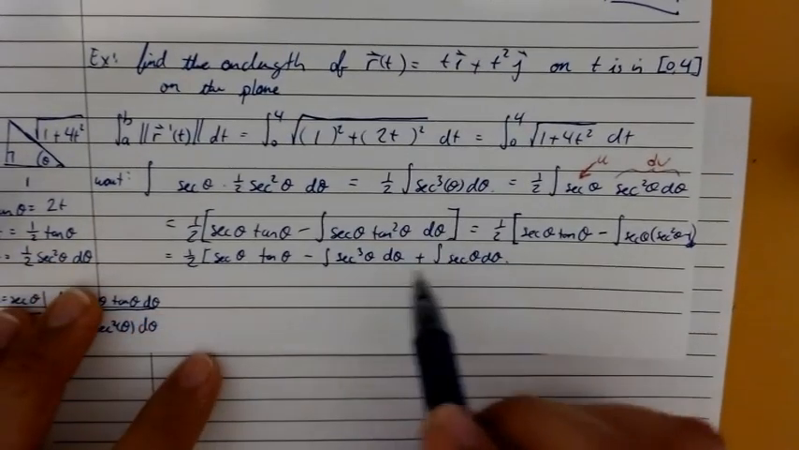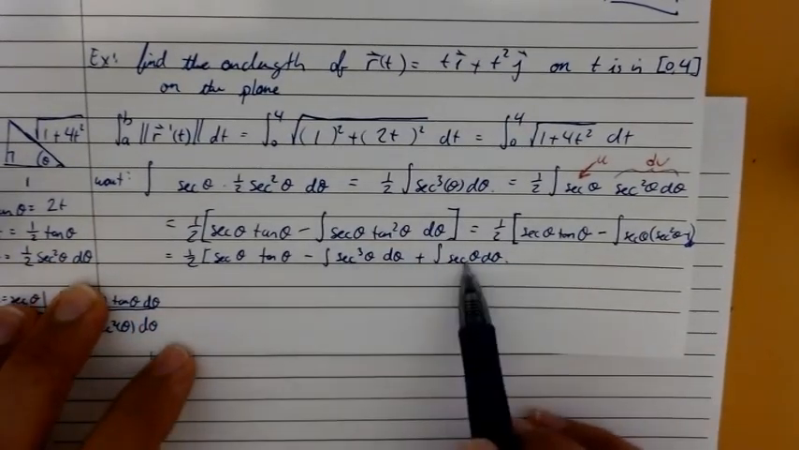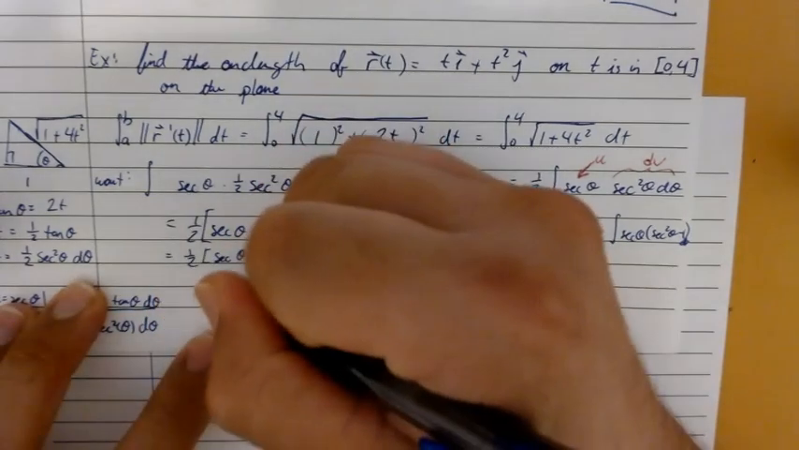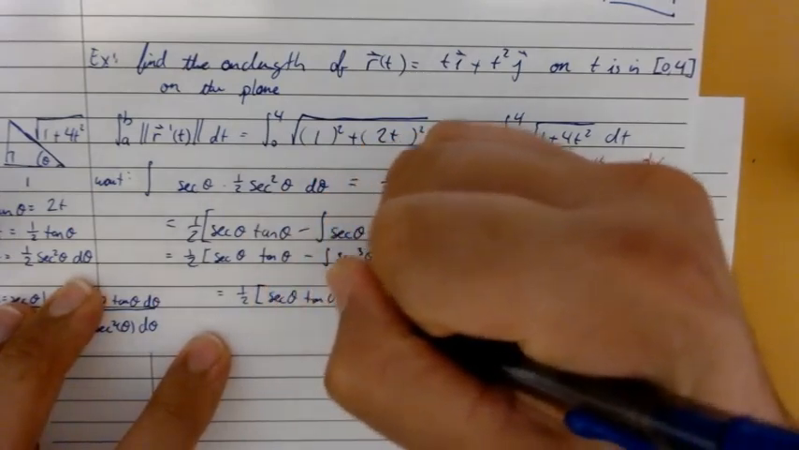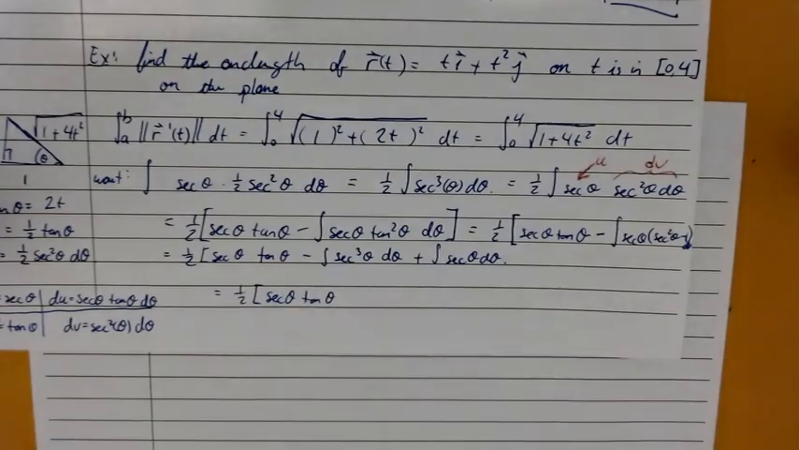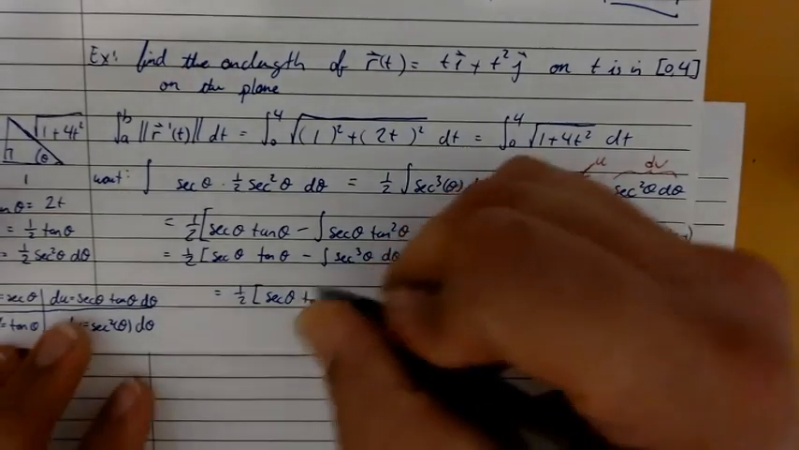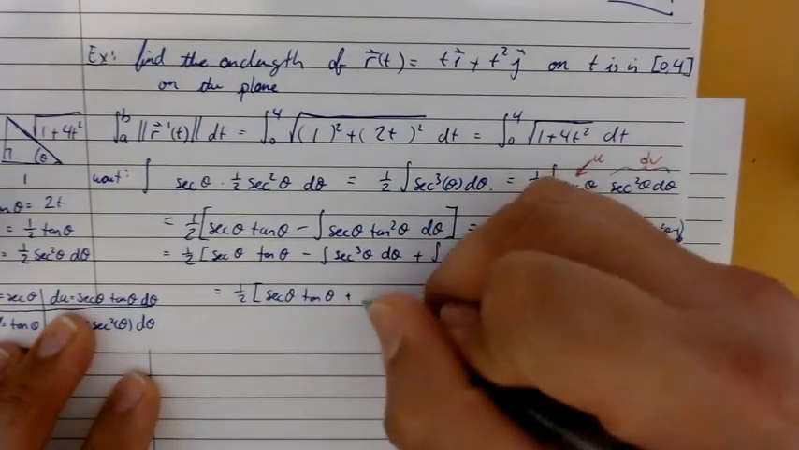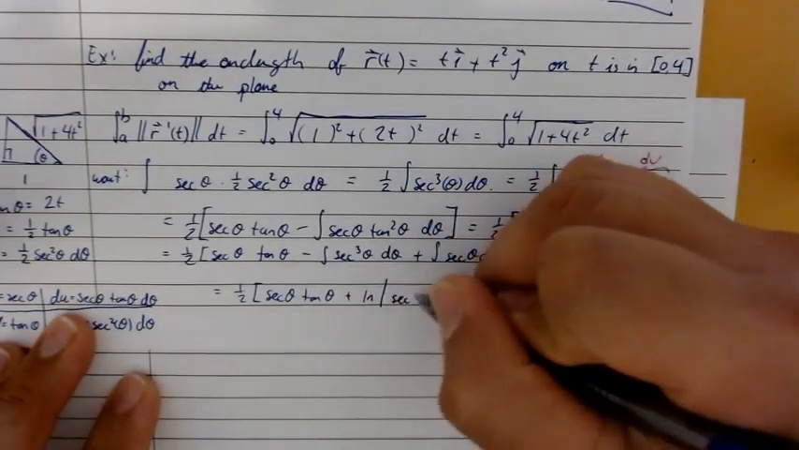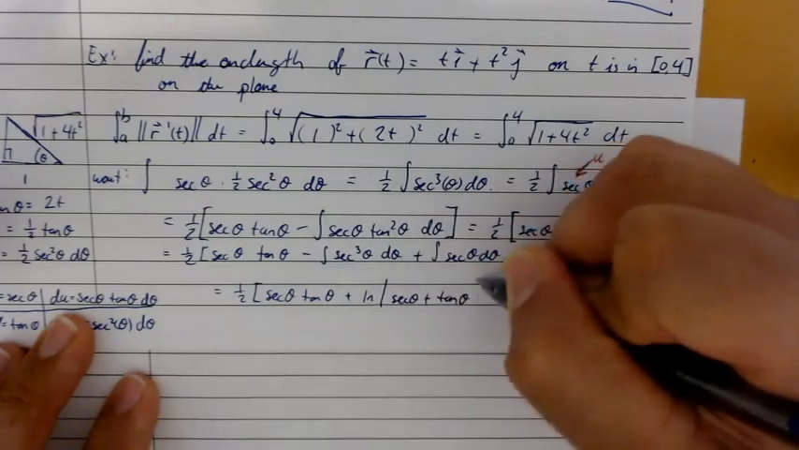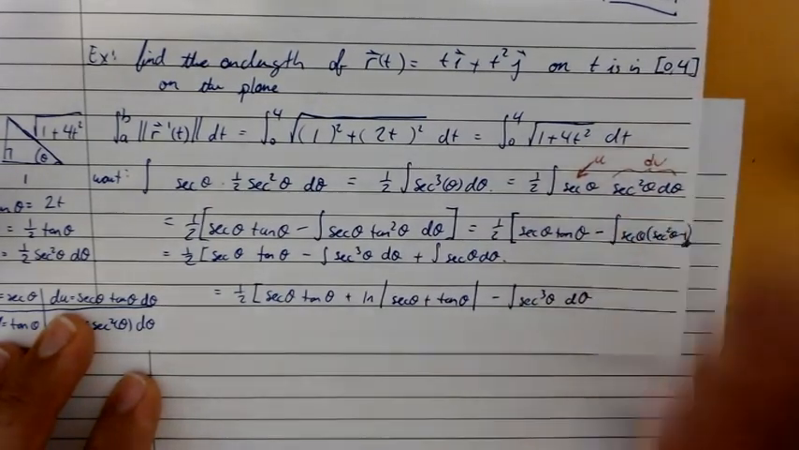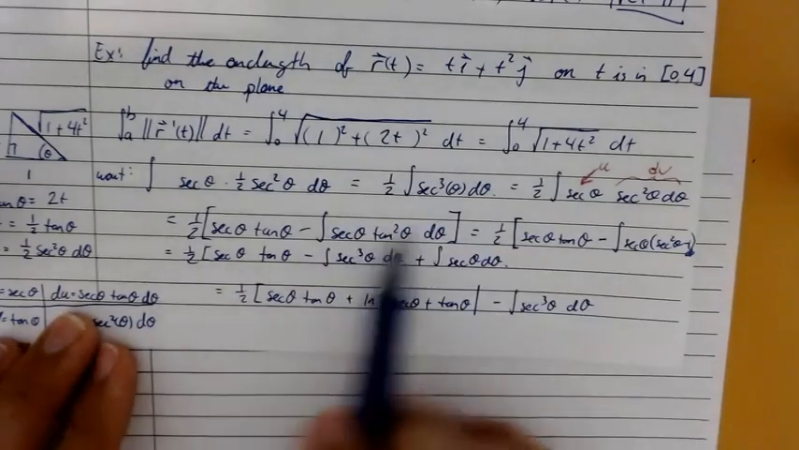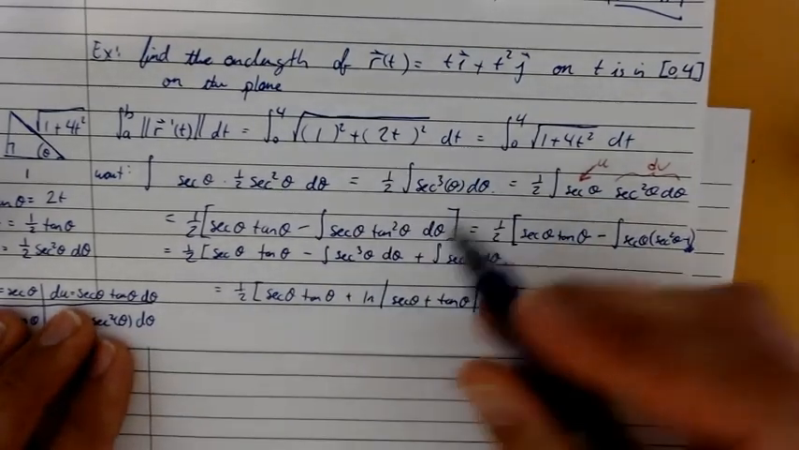We end up with this expression here, which, incidentally, I guess I'll make one more line here. That's 1/2 secant of theta tangent of theta. Here we know the integral of the secant of theta. That's the natural log, so plus the natural log of the absolute value of the secant of theta plus the tangent of theta, minus the integral of the secant cubed of theta d theta. So that gives us that 1/2 this integral is equal to 1/2 times all of this stuff.